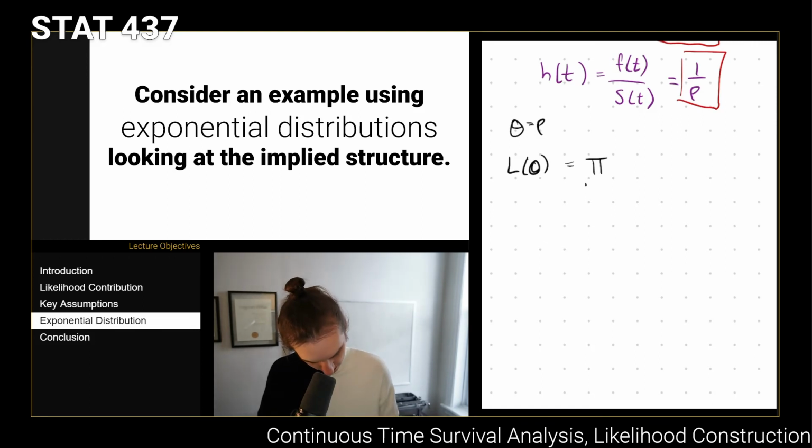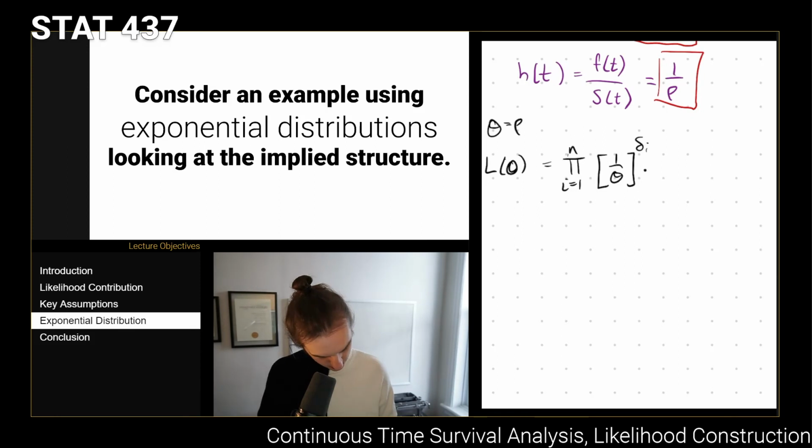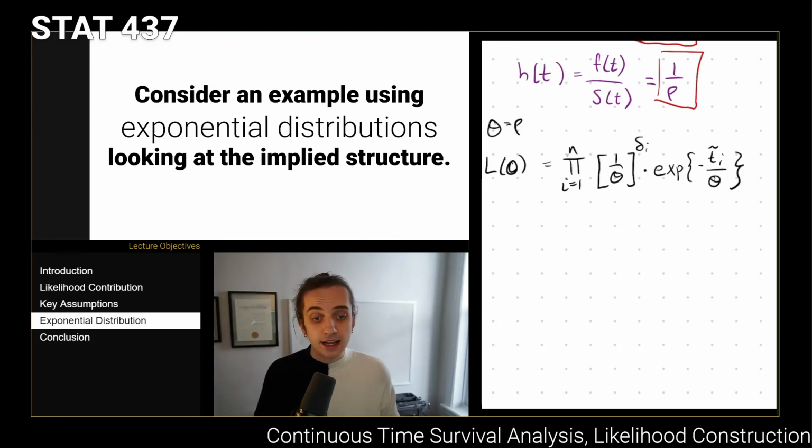We said that the likelihood is going to be equal to the product, i equals 1 to n, of the hazard function to the power of delta i. So the hazard is just 1 over theta to the power of delta i, times the survivor function, which is e to the negative t i over theta. And then we can do our standard maximum likelihood estimation here. So we can write down our log likelihood.